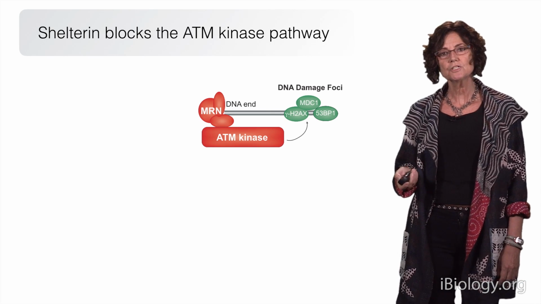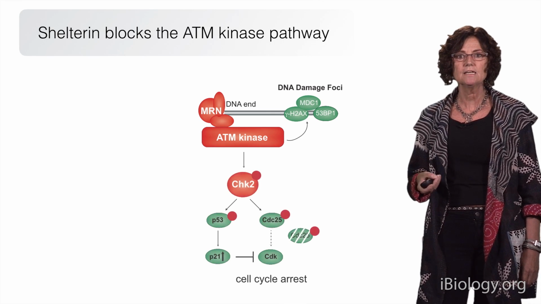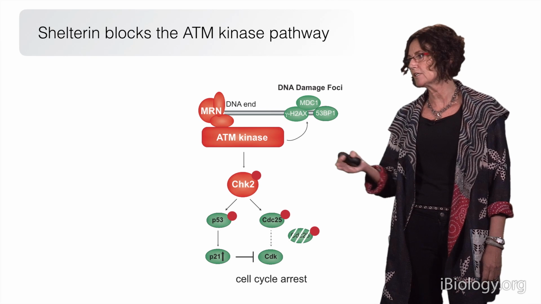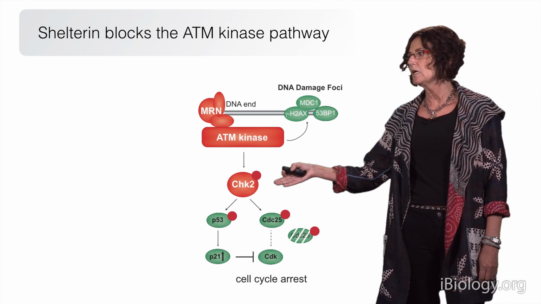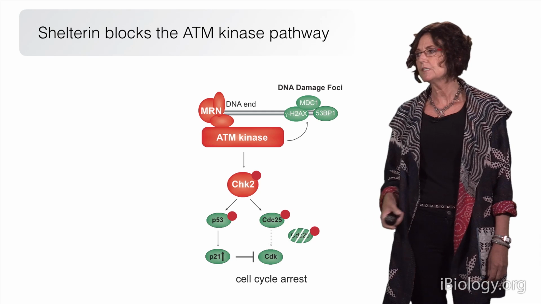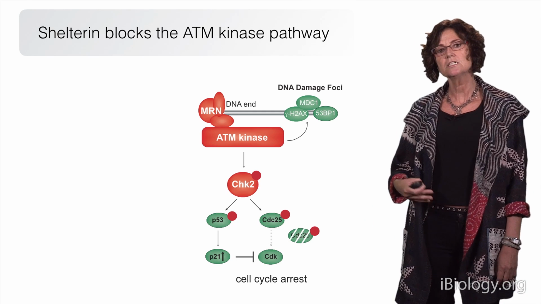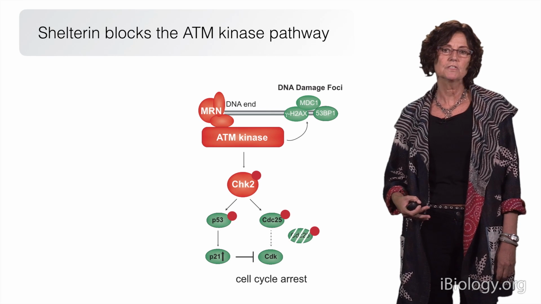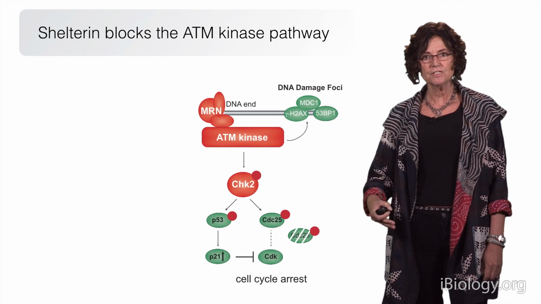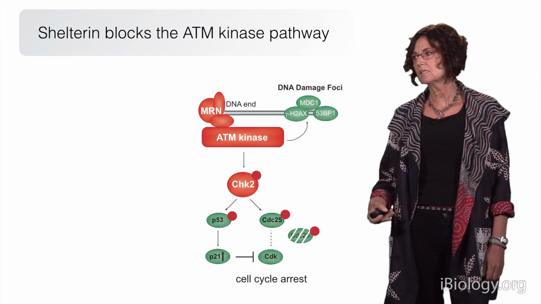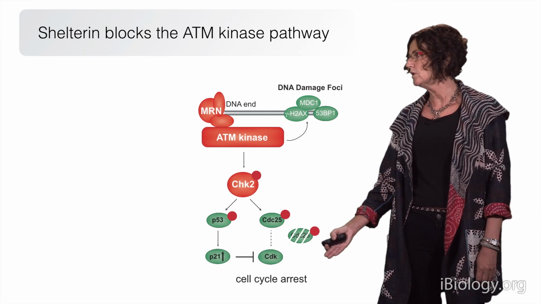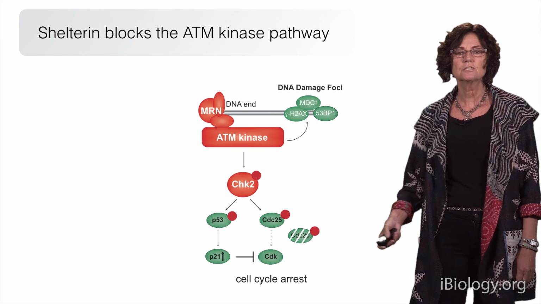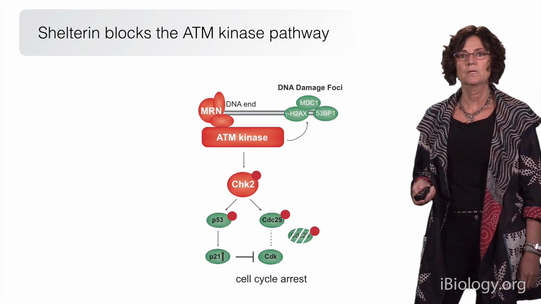But it also impinges on cell cycle progression. The ATM kinase will phosphorylate an effector kinase called CHEK2. CHEK2 then phosphorylates other proteins, including p53 and the CDC25 phosphatase, and together these phosphorylation events lead to the inactivation of the cyclin-dependent kinases that normally will help cells to progress through the cell cycle. So this is the basis of the cell cycle arrest.